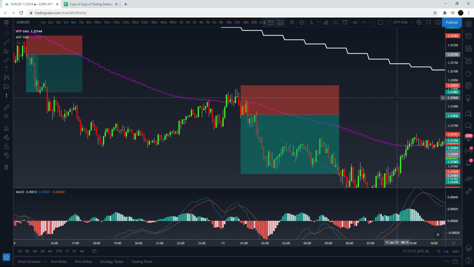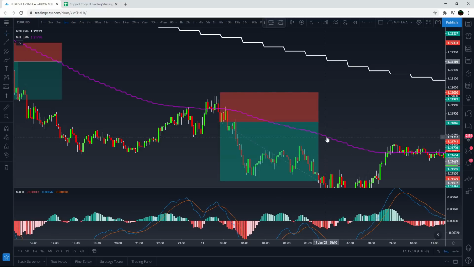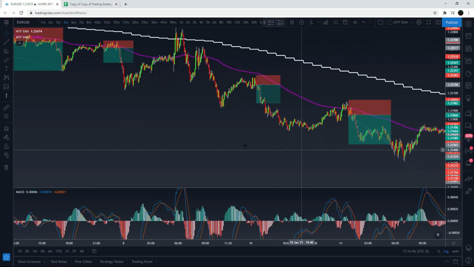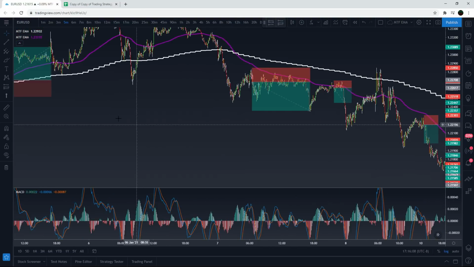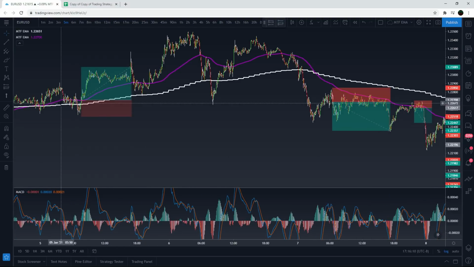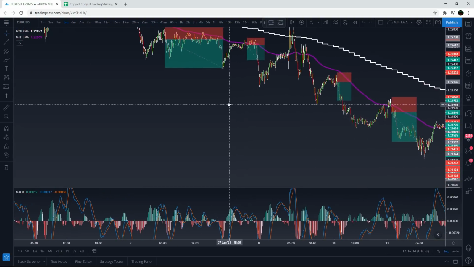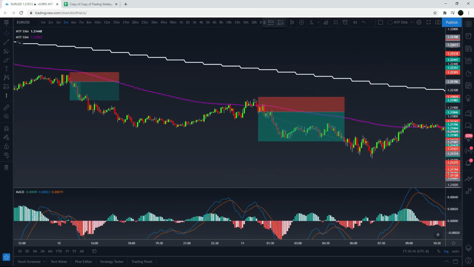So the first rule with the strategy has to do with these multi-time frame EMAs. When the 15-minute is under the hourly, we can only look for short positions. And when the 15-minute is over the hourly, you're only looking for long positions. So let's go into a trade example here.